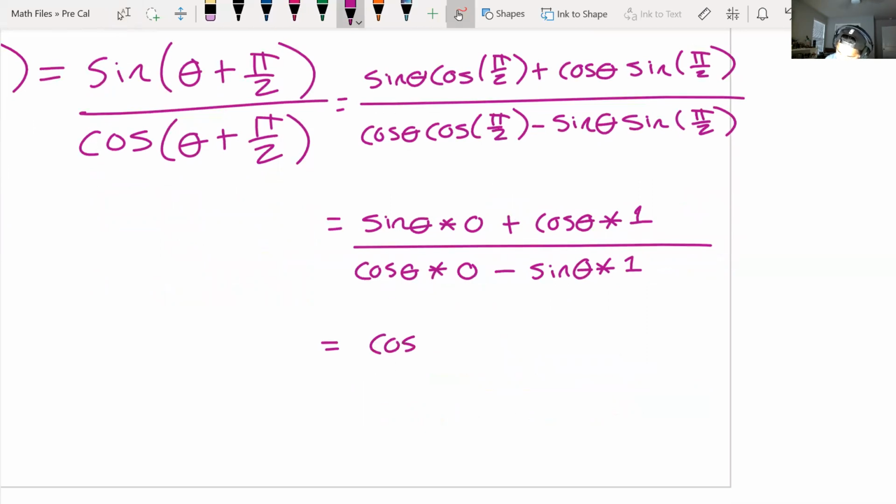Cosine theta over negative sine theta, which is equal to negative cotangent theta. There you go.